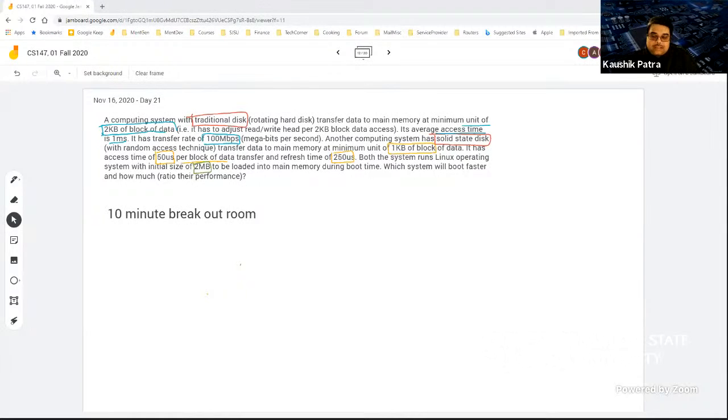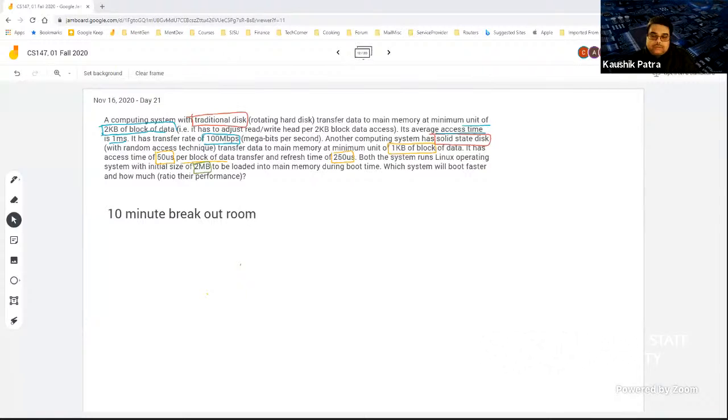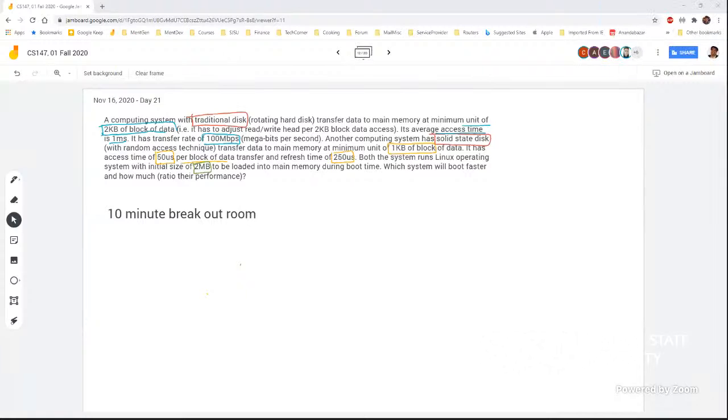What's your final answer? Like how much faster or slower is that system? I don't know if I got that far. I think all I got so far was the transfer rate. Okay. For the second block of data, I got 0.0033 microseconds, but I'm not sure if that's right. Okay. All right. Anyone else?